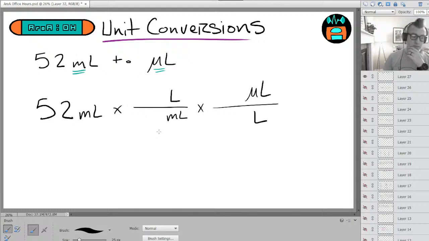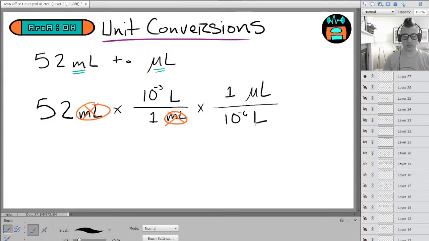For our first ratio, 1 milliliter has a unit modifier of 10 to the negative third. 1 microliter has a unit modifier of 10 to the negative 6. And you'll notice milliliters cancel milliliters, liters cancel liters. The only unit left standing is microliters, which is great because that is the unit that we're after.